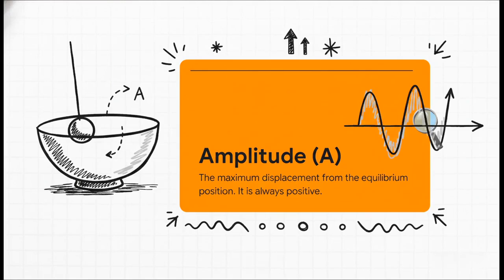All right, next up, amplitude. So imagine you pull that ball all the way up to the very edge of the bowl and let it go. That starting point, that's its maximum displacement. It's the absolute farthest it can get from the center. And that distance, that is the amplitude. It's the peak of the swing.